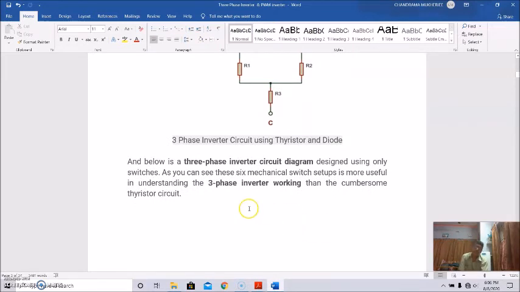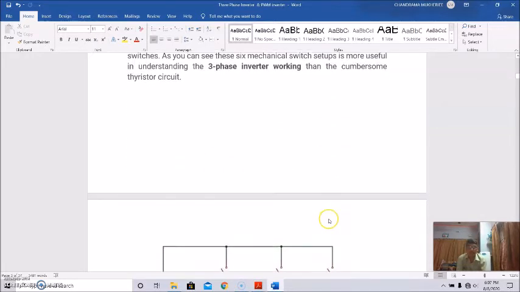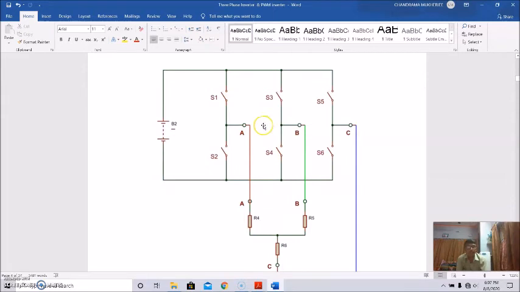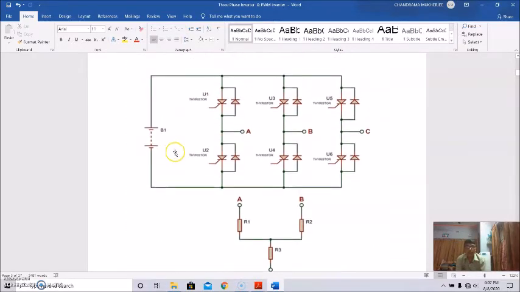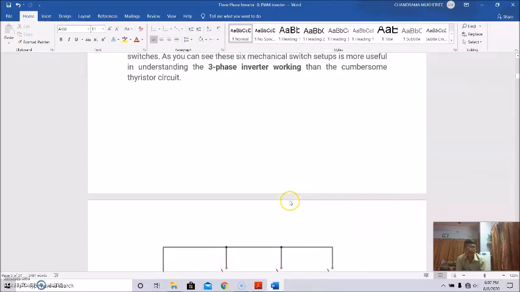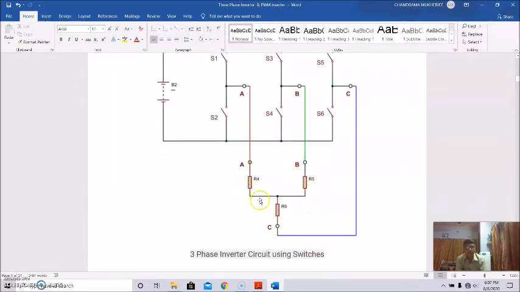Below we are showing the three-phase inverter circuit diagram designed using only switches, and you can see these 6 mechanical switch setups are more useful in understanding the three-phase inverter working than the conversion circuit. So this is the thyristor inverter circuit showing switches: S1, S2, S3, S4, S5 and S6. This is the input, as I told you, and A, B, C are the three-phase output points where the three-phase load is connected. So this is the three-phase inverter circuit using switches.